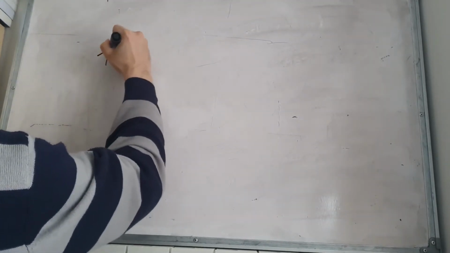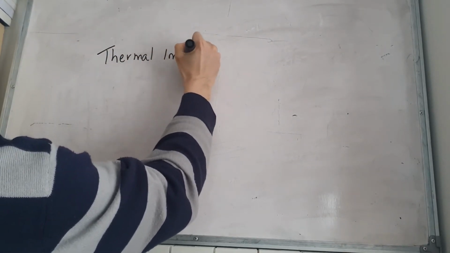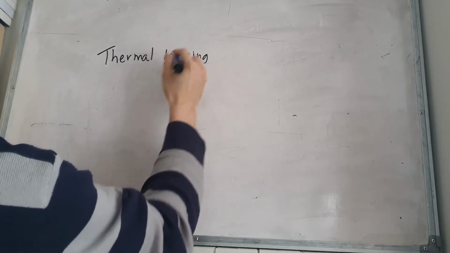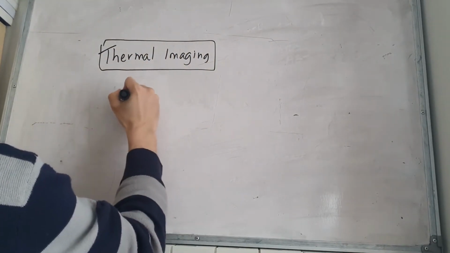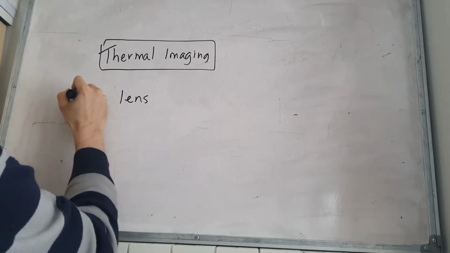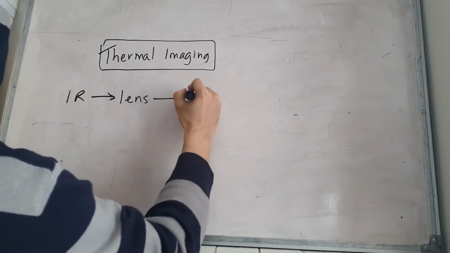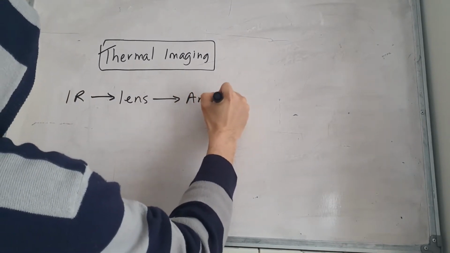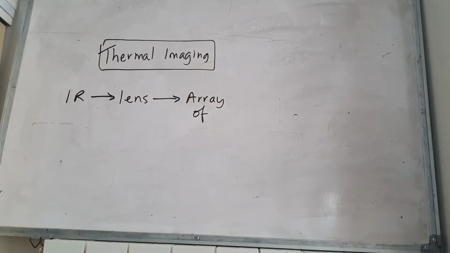Okay, so now we go into thermal imaging. First, what are the components, or what's the flow diagram for a thermal imaging camera? First, you need a lens to focus and to allow the infrared radiation to go into the camera. The infrared goes through the lens, and then it goes through an array of sensors, and these sensors have pixels.